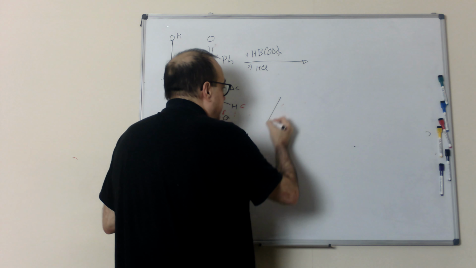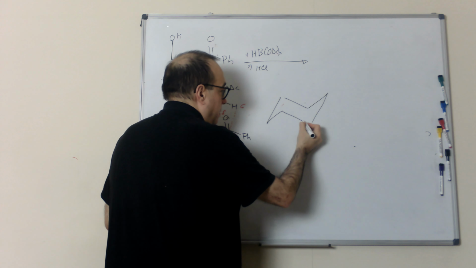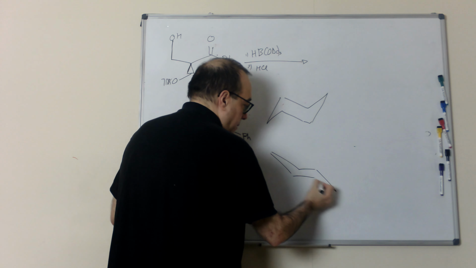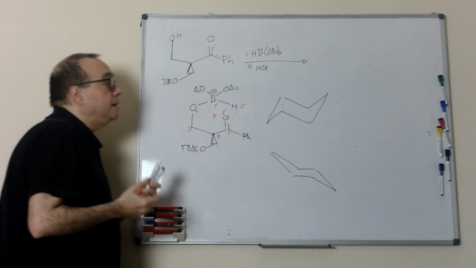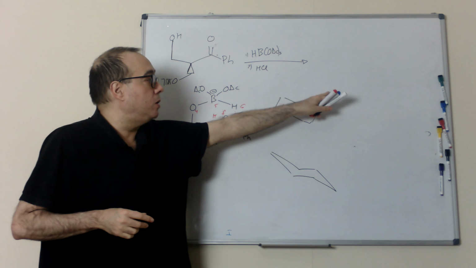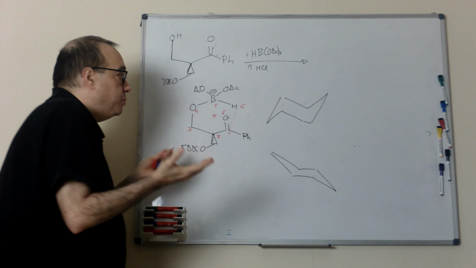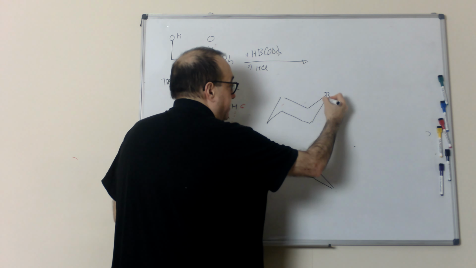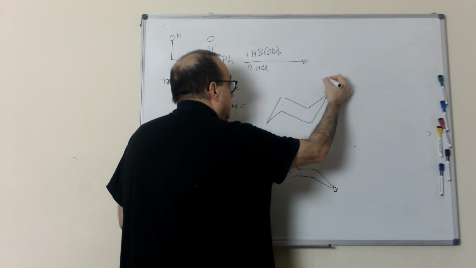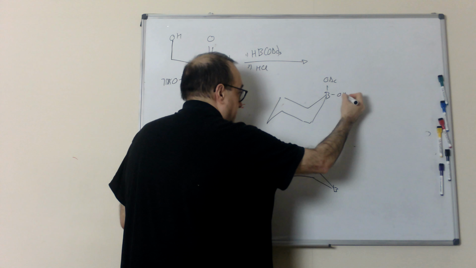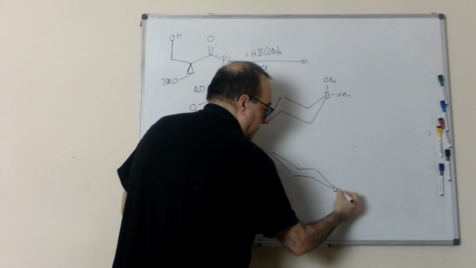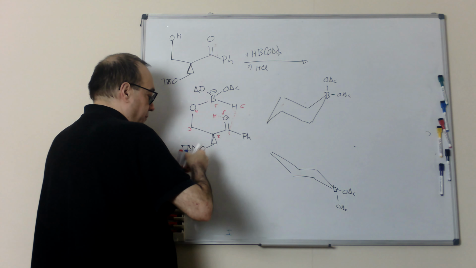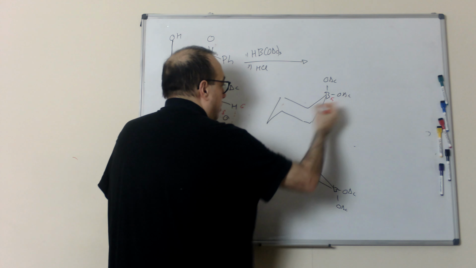I will draw the 2 chairs. Okay, this is one, and this was the other, and I am more comfortable working with the boron in this position. But you can put it in the position that you want. This will not change the end of the experiment. But for me, it's more comfortable to put it like this. Okay, this is the boron.